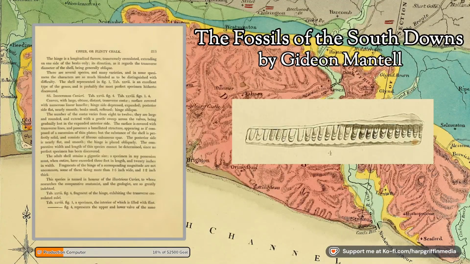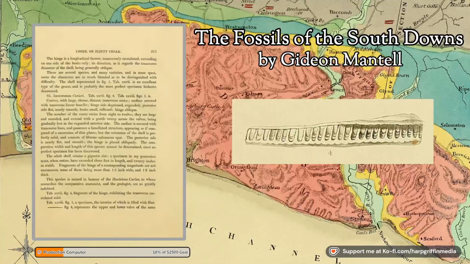The number of the costae varies from 8 to 12. They are large and rounded, and extend with a gentle sweep across the valves, being gradually lost in the expanded anterior side. The surface is covered with transverse lines and possesses a lamellated structure, appearing as if composed of a succession of thin plates, but the substance of the shell is perfectly solid and consists of fibrous calcareous spar.